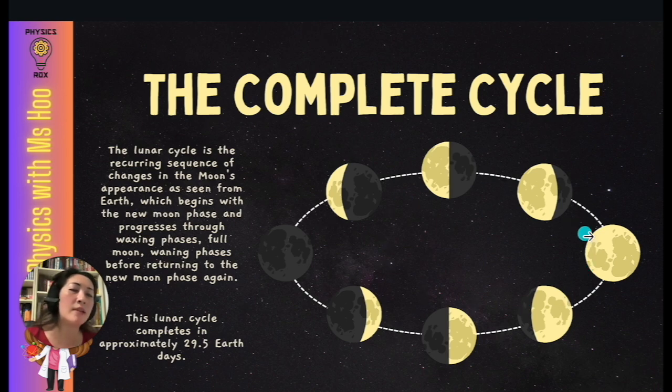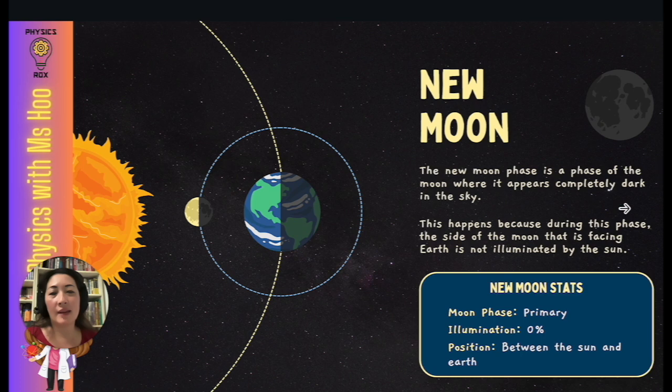So how come we see only certain parts are illuminated at certain points? Let's start from new moon. So the new moon is a phase of the moon where it appears completely dark in the sky, and this happens because during this phase the side of the moon that is facing the Earth is not illuminated by the sun.